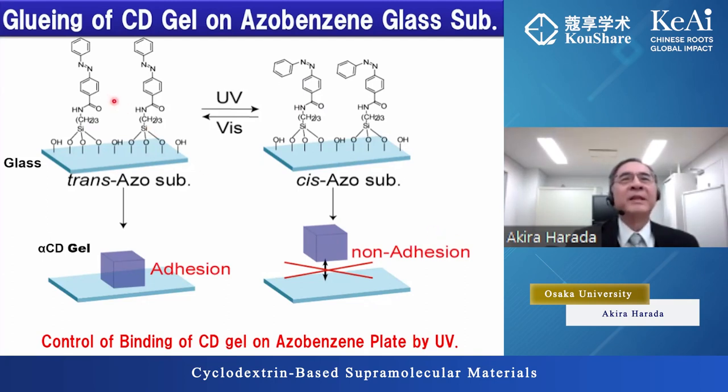Azobenzene was attached to a glass plate by way of a silane coupling agent, a very small amount. Alpha-cyclodextrin gel adhered to the glass plate firmly. But when the glass plate was irradiated by UV light, of course, in this case the trans-azobenzene changed to cis-azobenzene. In this case, the alpha-cyclodextrin gel could not adhere to the glass plate, because cis-azobenzene is too large for the alpha-cyclodextrin cavity.